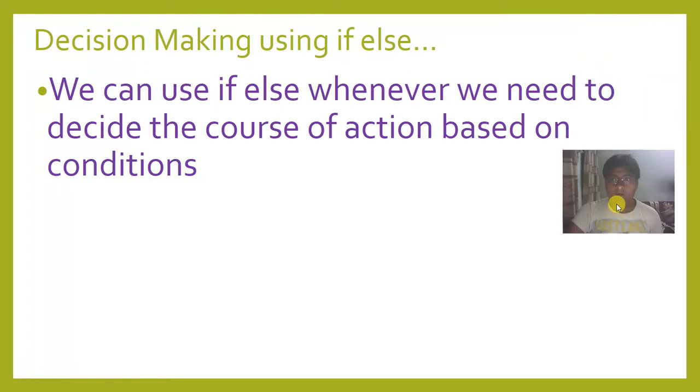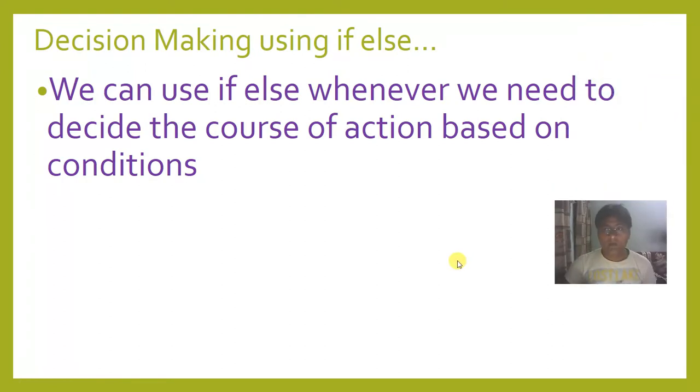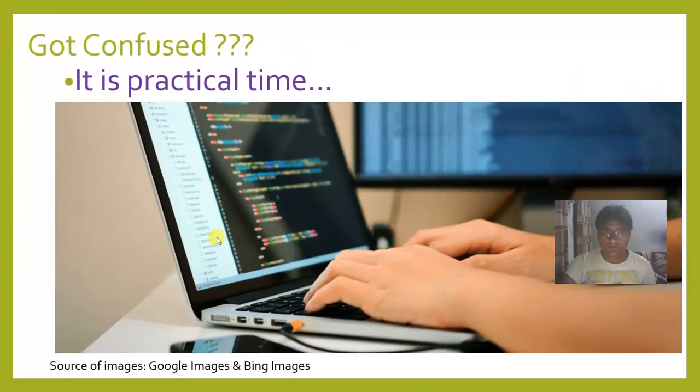What is decision making? We can use if else whenever we need to decide the course of action based on conditions. There can be a condition like you have to take two numbers and then decide which number is larger. So you have to take a decision. In this case we can use if else. So let's see practically how it works.